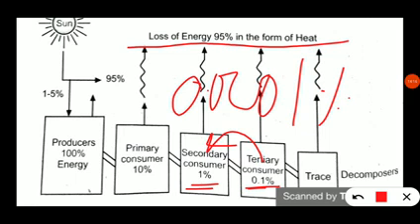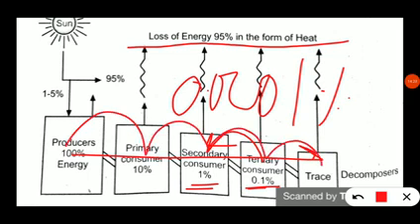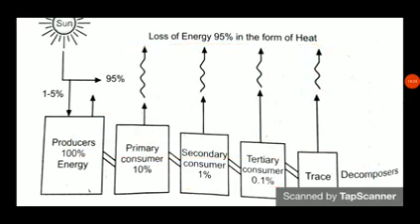90% of energy is lost in the form of heat. This will be asked in the MCQ: energy flow is unidirectional. You can see that the energy flow is unidirectional, and at each trophic level energy is decreasing. This is about the flow of energy in the ecosystem. The remaining part we can see in the next lecture. I hope all this doubt will be clear.